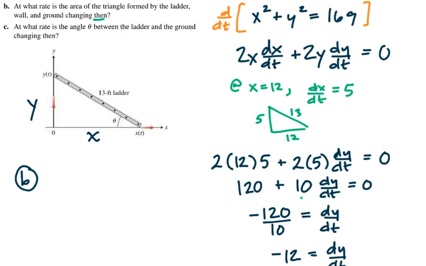So we're looking at the rate at which area is changing. The area of a triangle is 1/2 base times height, and my base and height in this case are x and y. So I have 1/2 xy. So that's my area equation. And in order to find a rate, we're going to differentiate with respect to time.